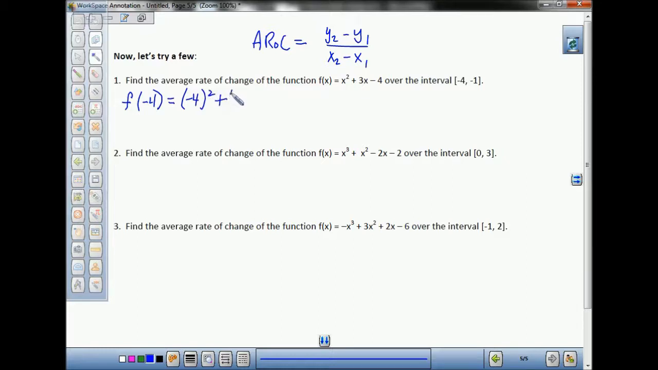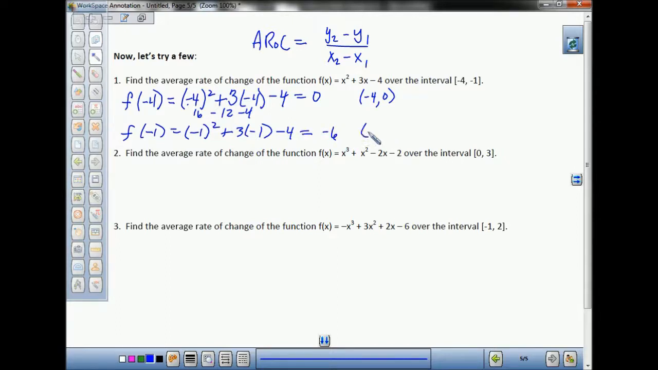Negative 4 squared plus 3 times negative 4 minus 4 is 16 minus 12 minus 4. And 16 minus 16 is 0. So the first point I'm looking at is when x is negative 4, y is 0. That's my x1, y1. My second one, I'll have to plug in the negative 1. And negative 1 squared is positive 1. 3 times negative 1 is negative 3 minus 4. So I've got 1 minus 3 minus 4 is negative 6. So my second point is negative 1, negative 6.